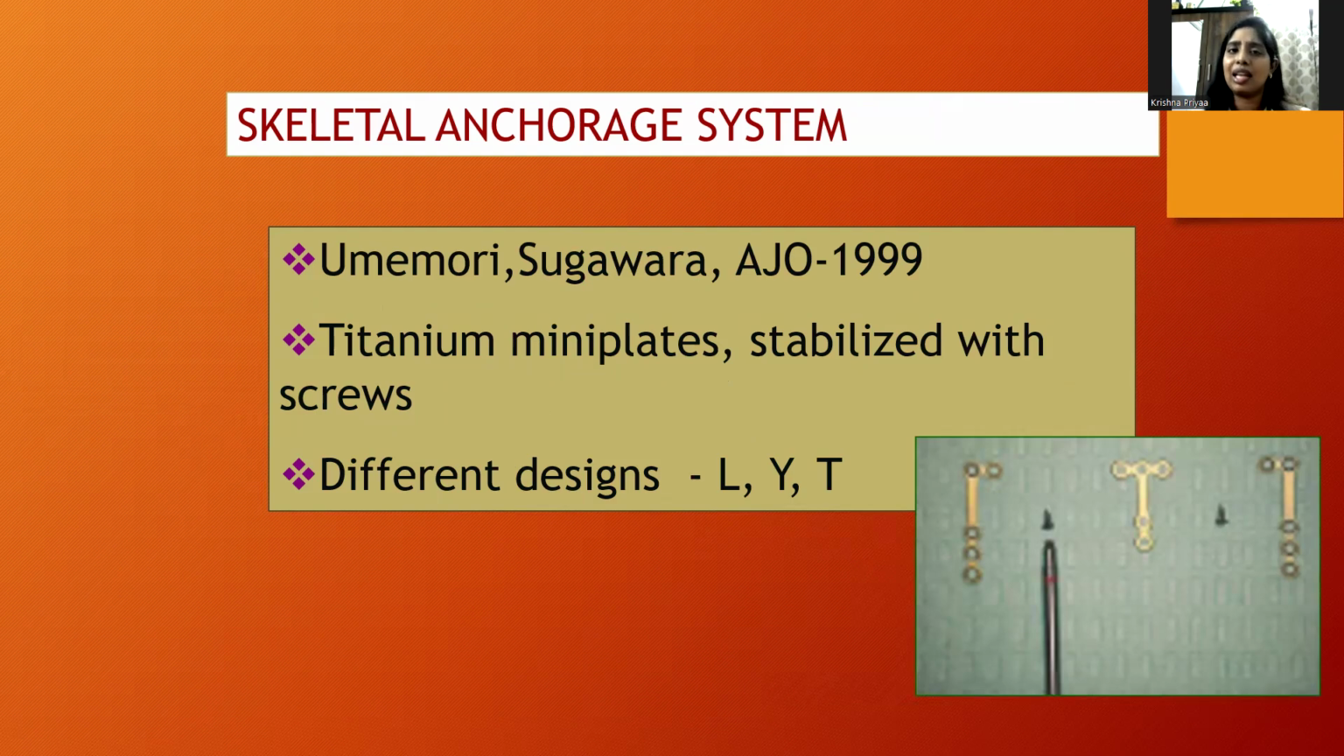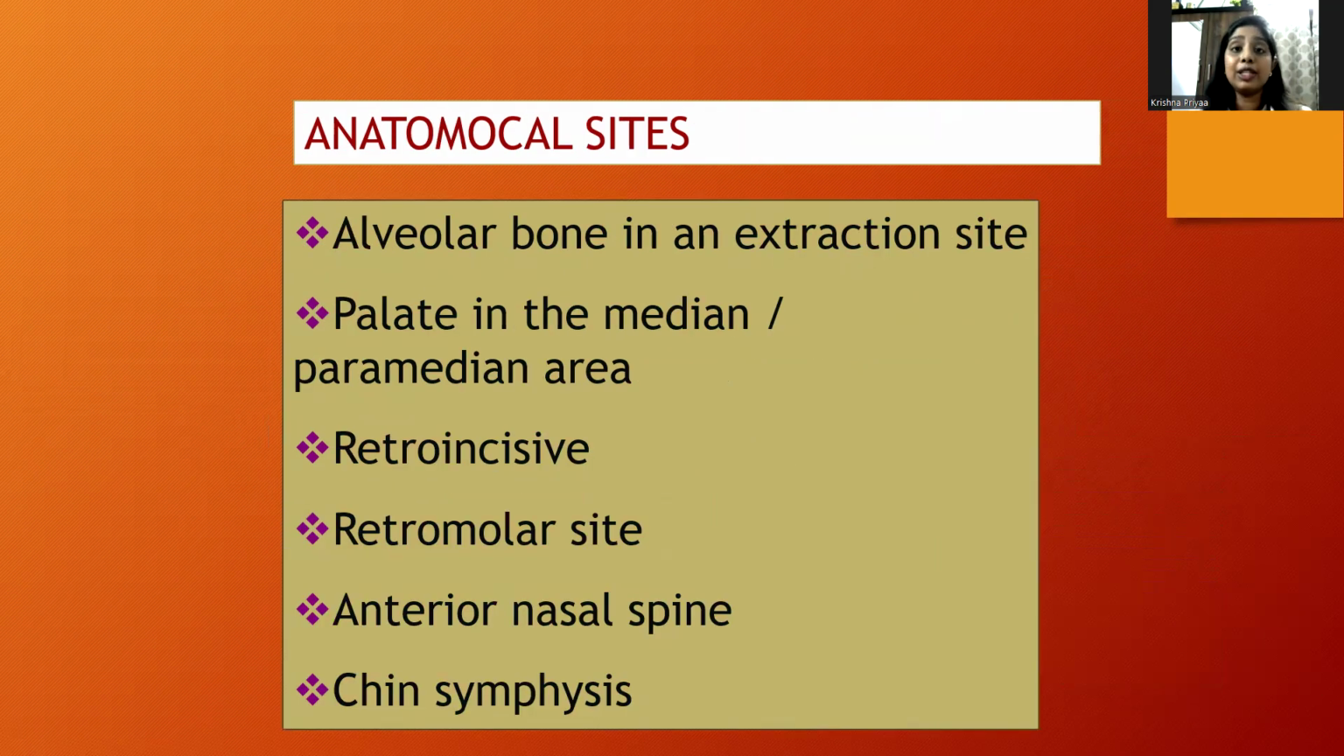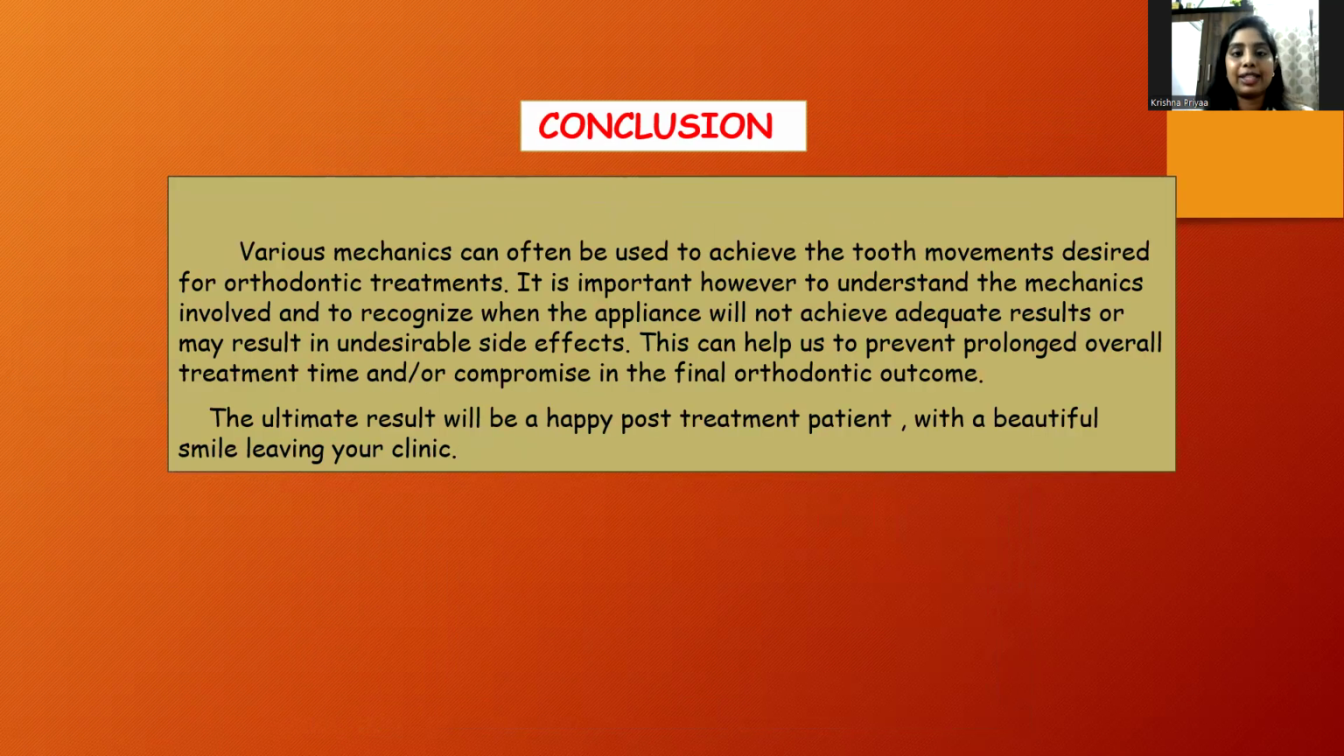So generally we use the indirect ones, and we have three different designs, L, Y, and T, which is also important. So Umemori and Sugawara in AJO 1999. So please make sure you use these names. Titanium mini plates stabilized with screws. So where it is used, these anatomical sites: alveolar bone in extraction site, palate in the median and paramedian area, retroincisive, retromolar, anterior nasal spine, and chin symphysis.